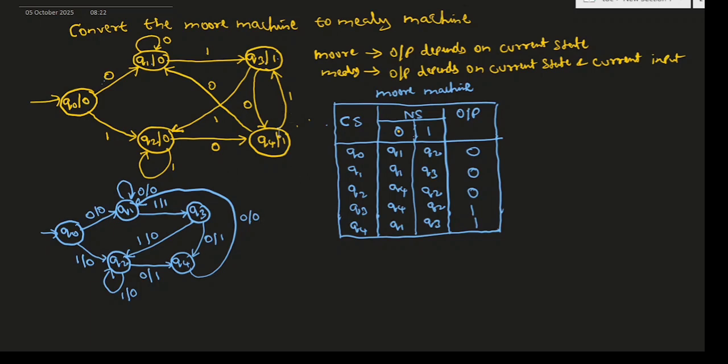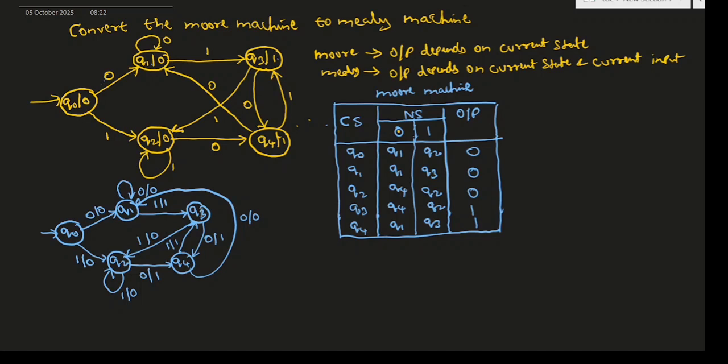In Q4, when 1 is applied, it is going to Q3 itself. So I make a connection here. When 1 is applied, 1 bar. What is the output for Q3? The output for Q3 is 1. So I write it as 1 bar 1. So that's about the diagram of Mealy emission. Now we will try to convert this into an equivalent transition table.